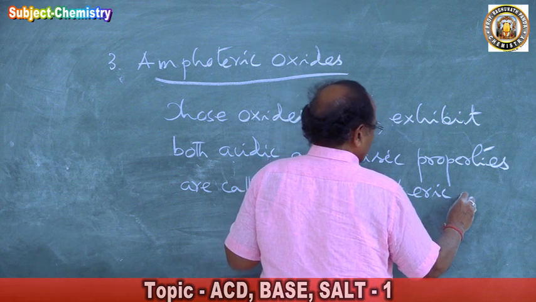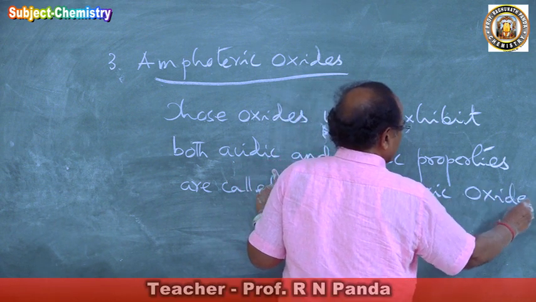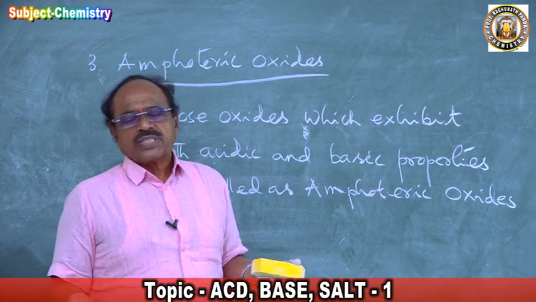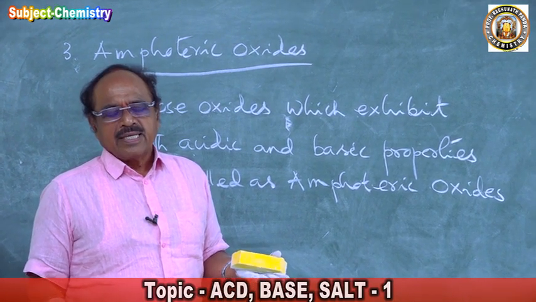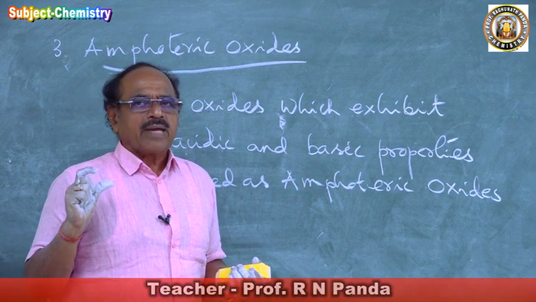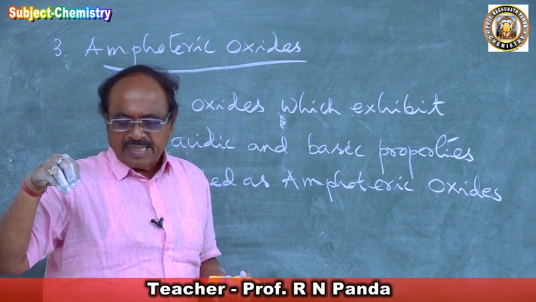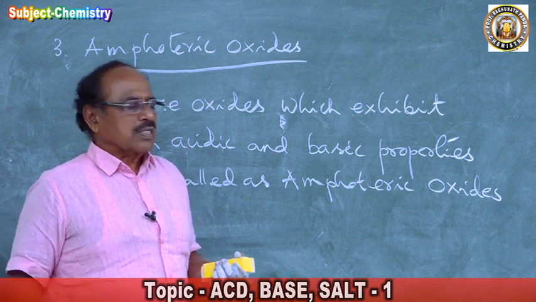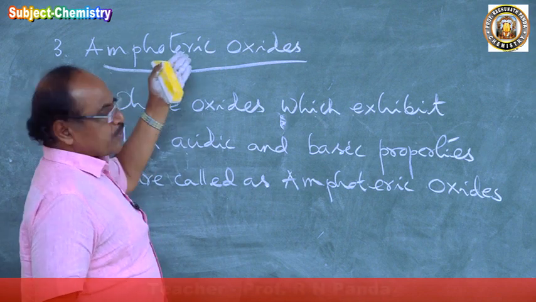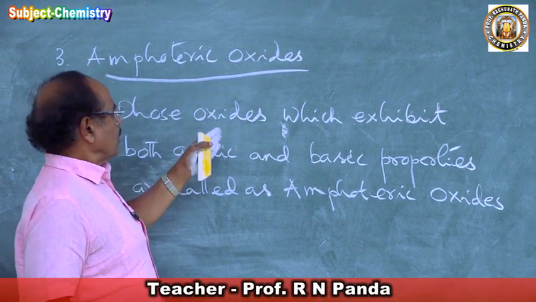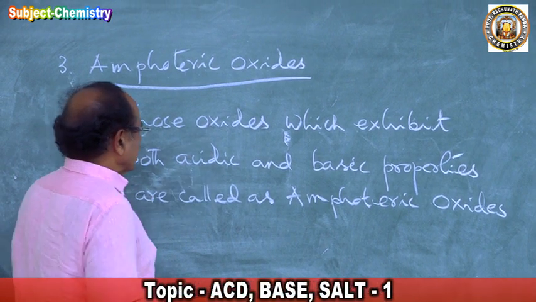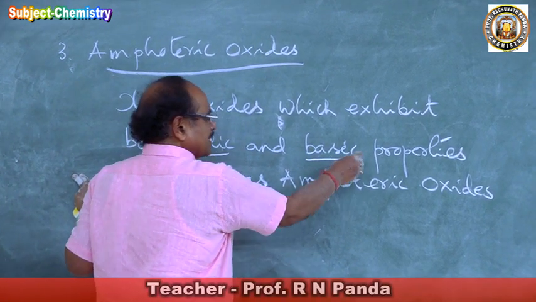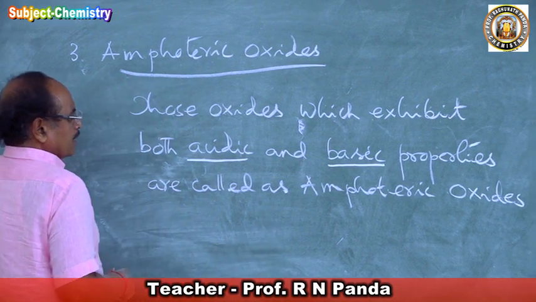Amphoteric: you have read the word in your biology, amphibians. Ampho means both. In two opposite environments, if one is existing, we use the word ampho. Suppose somebody is living in water and outside water, we call them amphibians. So here also, amphoteric oxides. Those oxides which exhibit both acidic property, meaning they will react with bases, and basic property, meaning they will react with acids, are called amphoteric oxides.